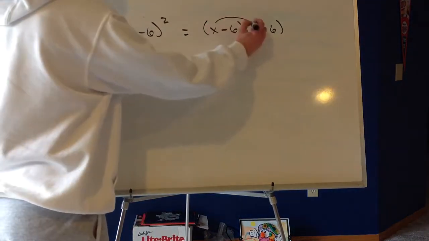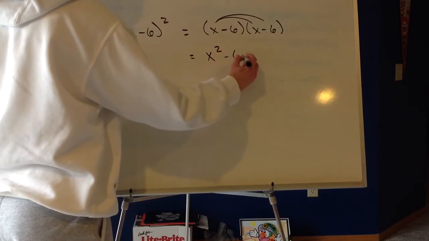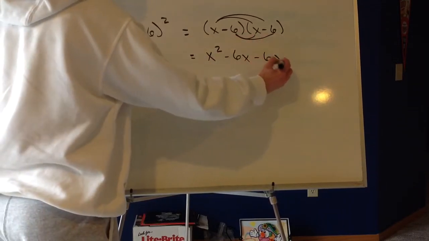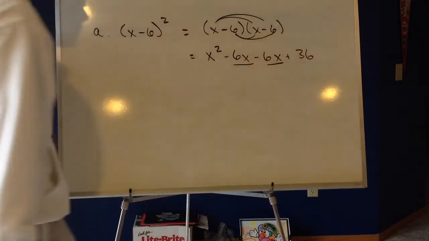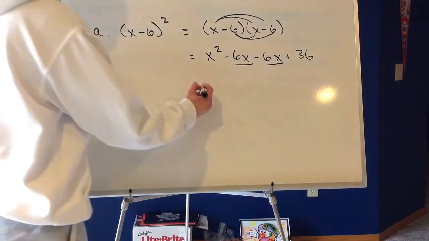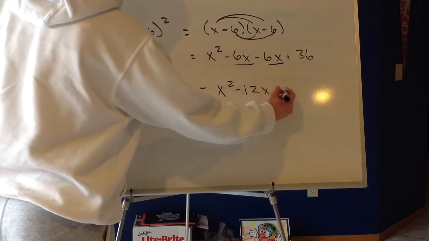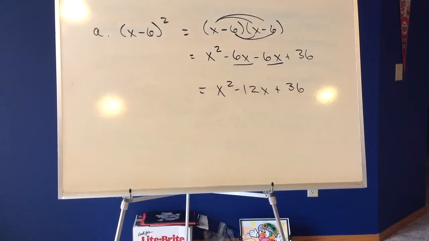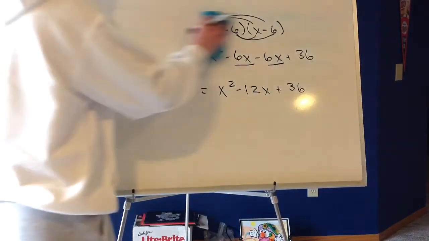Okay, so if you go ahead and distribute the x, you'll end up with an x squared minus 6x. If you distribute the negative 6, you'll get negative 6x plus 36. This time you will notice that the middle terms are actually the same. They do not cancel out. So if I combine them, I will get x squared minus 12x plus 36 as my final answer. Okay, if we go ahead and look at B, you are going to notice the same type of pattern.